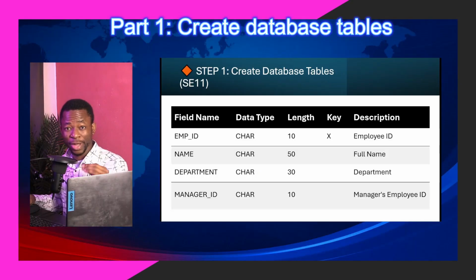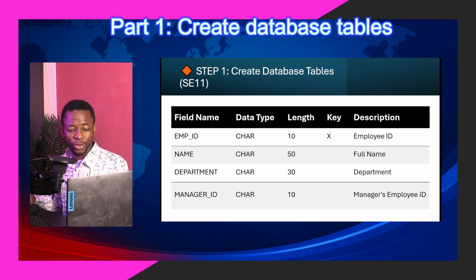So the first step is database table creation. We'll begin by using the SE11 transaction code, that is the ABAP dictionary, and we are going to create 2 main database tables. The first table is the employee table. This stores all the employee details like the employee ID, the name, the department, and the manager ID.